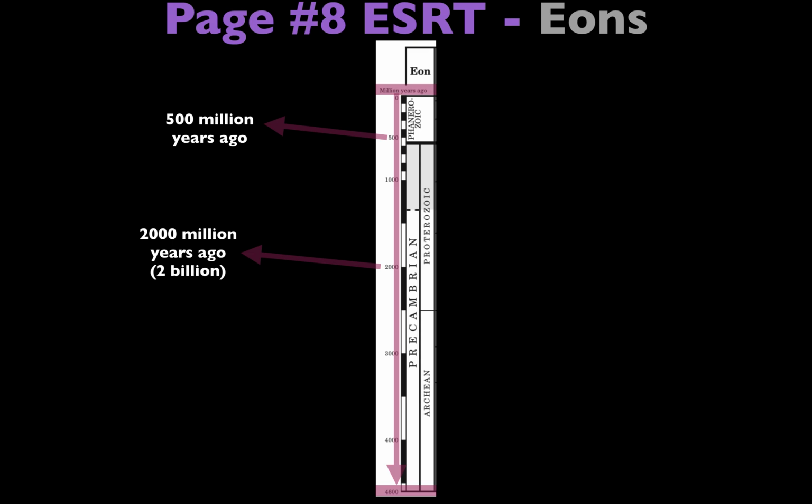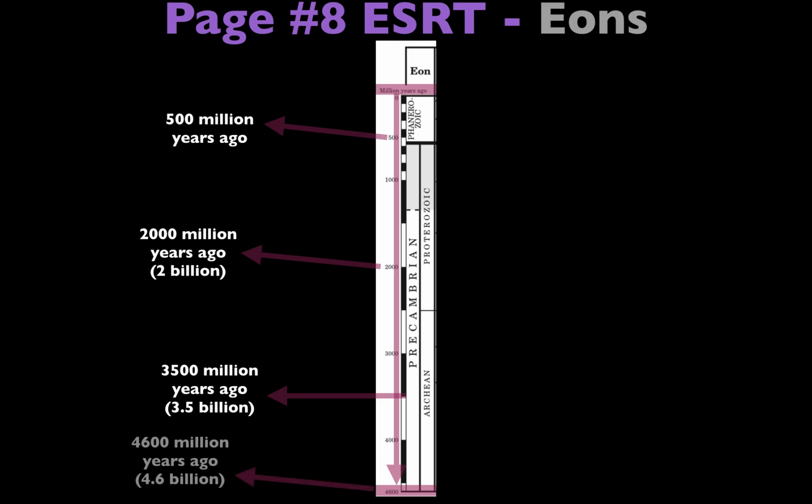Now specifically, we need to be comfortable with reading these numerical values. When you see the number 500, that means 500 million years ago. Not 500 years ago, 500 million years ago. Further down, when you see 2000, that's going to represent 2,000 million years ago, which is equivalent to 2 billion. Further down, we have 3,500 million years ago, which is equivalent to 3.5 billion. And then finally, at the bottom, we have 4,600 million years ago, which is equivalent to 4.6 billion years ago, which is the same as the age of the Earth.